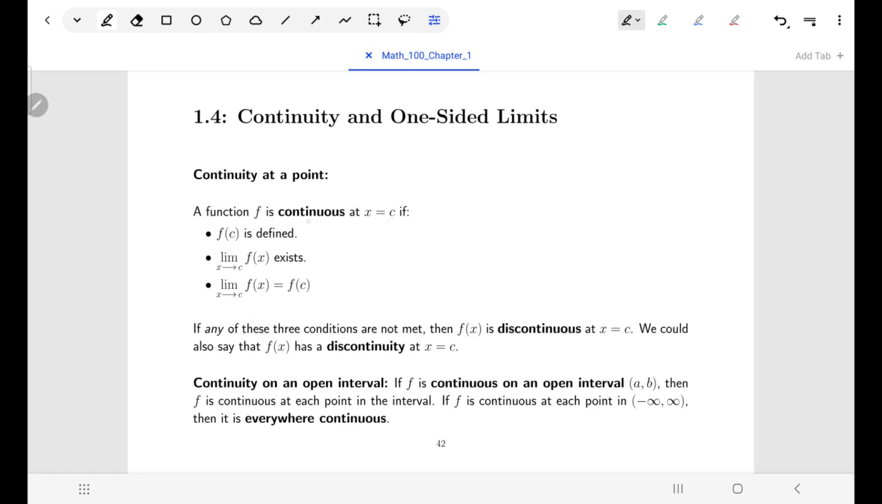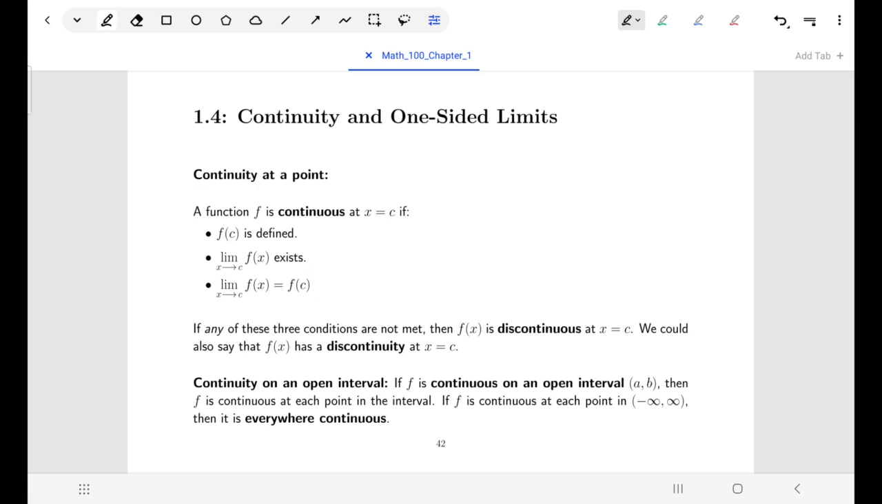Number one, there needs to be some sort of function happening there at C. You need to have something happening on either side of C. So in other words, the limit as x approaches C for that function exists. So the y values need to be getting close to something as x gets close to C. And what the y values are getting close to is exactly what's happening at C. That's what the third little bullet point for our continuity definition is.